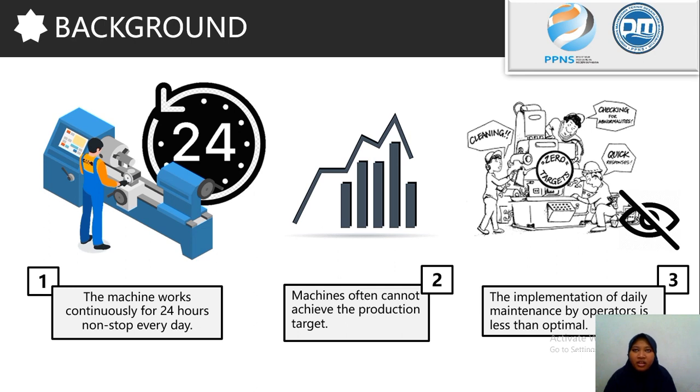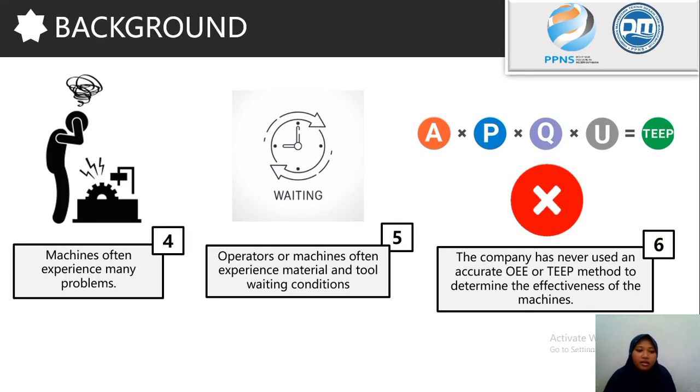Okay, there are many problems that become the background of this final project. First, the machine works continuously for 24 hours non-stop every day. And the second, machines often cannot achieve the production target. And then the implementation of daily maintenance by operators is less than optimal. And then machines often experience many problems such as inserts wearing out quickly, repeating programs, and etc. Also, operators or machines often experience material and tool waiting conditions.